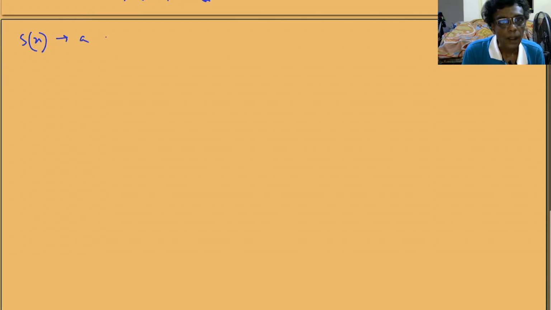Now I can slightly generalize the principle of mathematical induction this way. Let Sn be a statement about positive integer n greater than or equal to n0, and I have these two conditions.